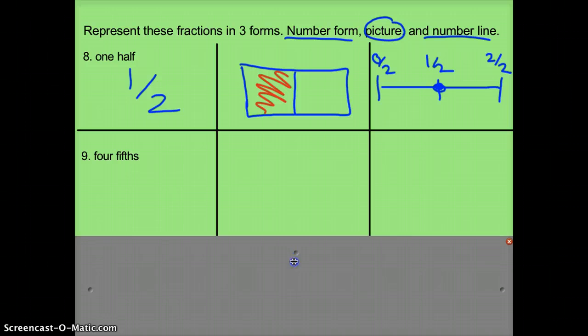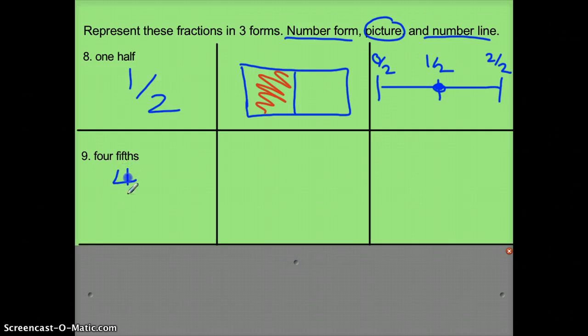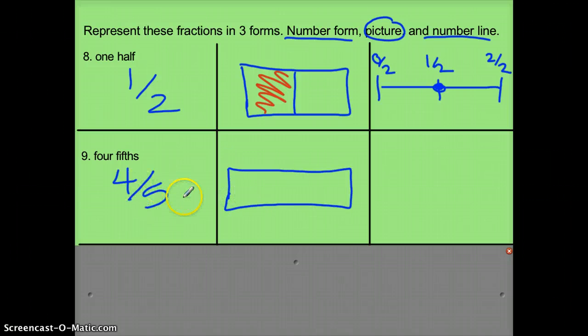Looking at the next one, 4/5, I'll represent it as a number. I'll go ahead and make myself a shape. I need 5 spaces or 5 parts. 1, 2, 3, 4, 5. And I'll shade in 4 of them. 1, 2, 3, 4. And last I'll do a number line.